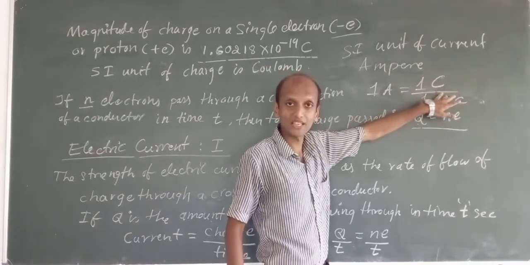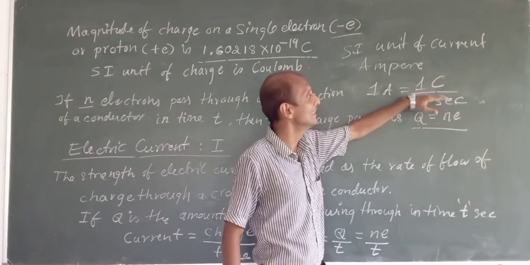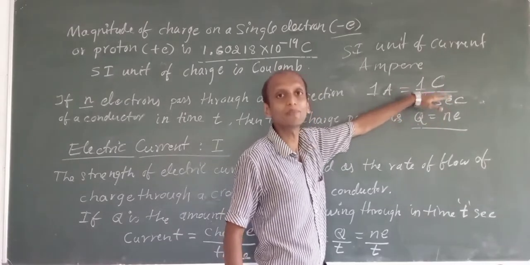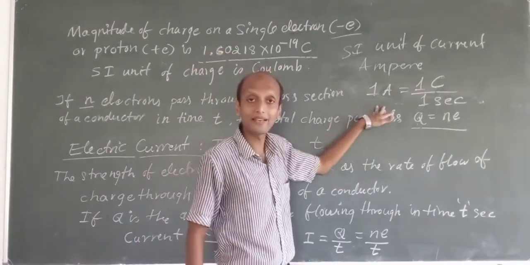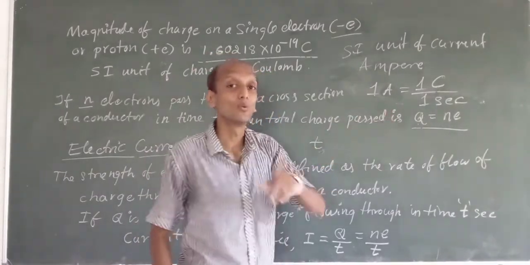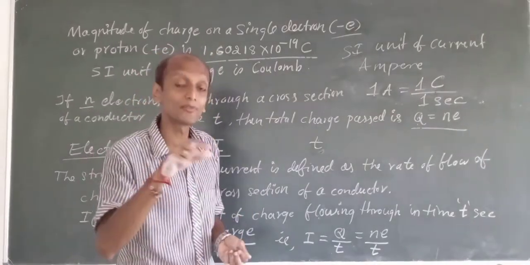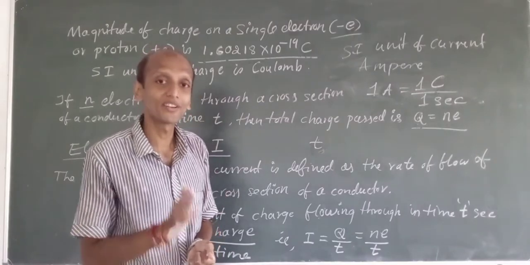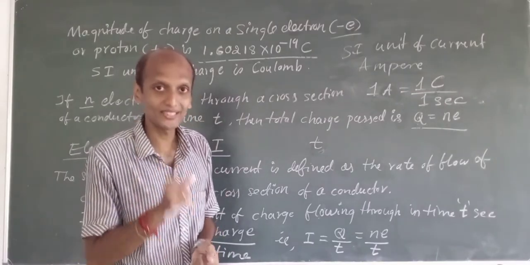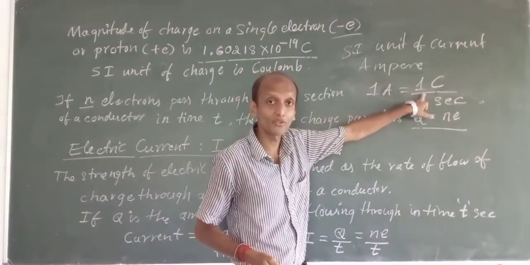If 1 coulomb of charge is flowing per 1 second, or what we can say, if in 1 second of time 1 coulomb of charge is flowing through a conductor, then I can measure that current as 1 ampere. So 1 coulomb of charge should flow. That means how many electrons should flow through a cross section area of a conductor in 1 second?